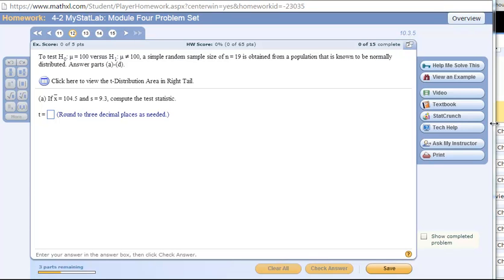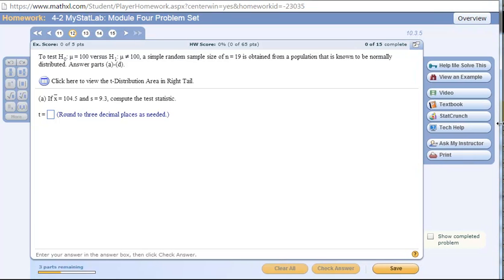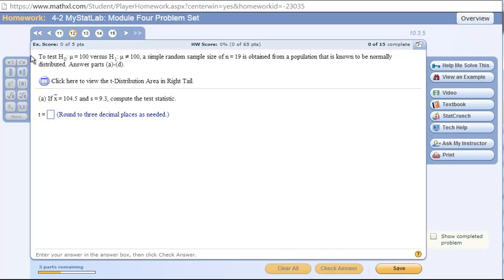Here we're going to be testing the null hypothesis that the mean is 100 versus the alternative that it's not. We have a simple random sample of 19, obtained from a population that is normally distributed. Here we're asked the first question. We're given the sample mean as well as the sample standard deviation, and asked to compute the test statistic.